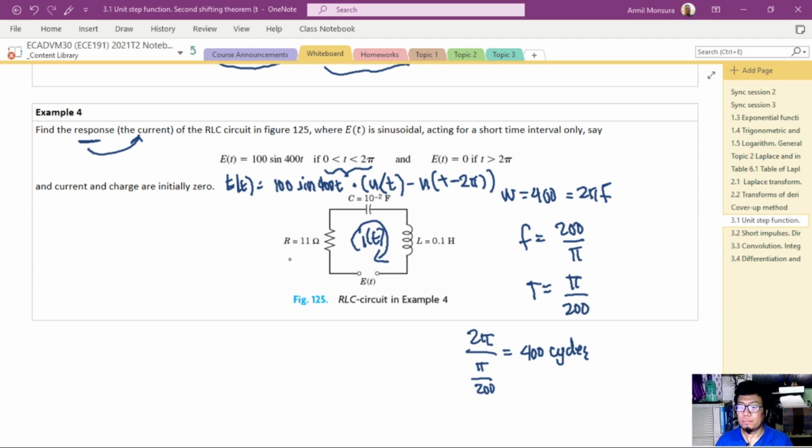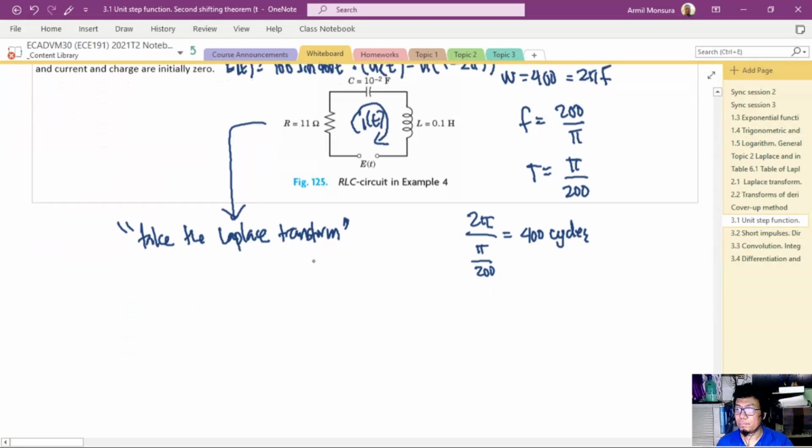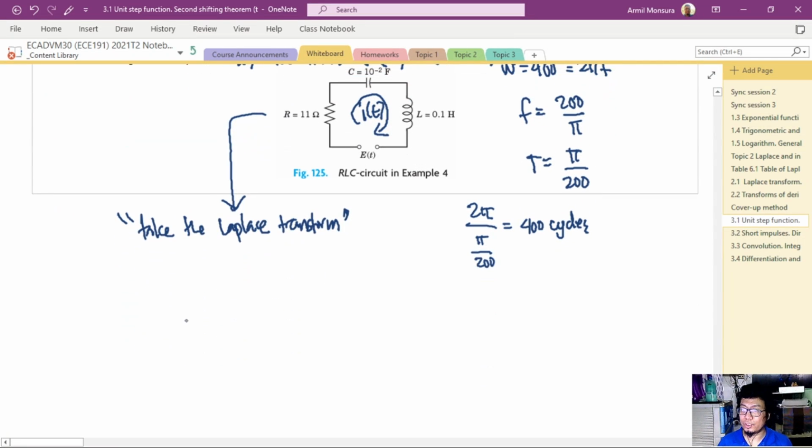And again, the easiest way to do this is to write an equivalent circuit in the S domain, that is, we take the Laplace transform of this circuit. So let us do that by redrawing the schematic in the following manner. E of t in the S domain is E of S. The impedance R is simply R, which is 11 ohms.